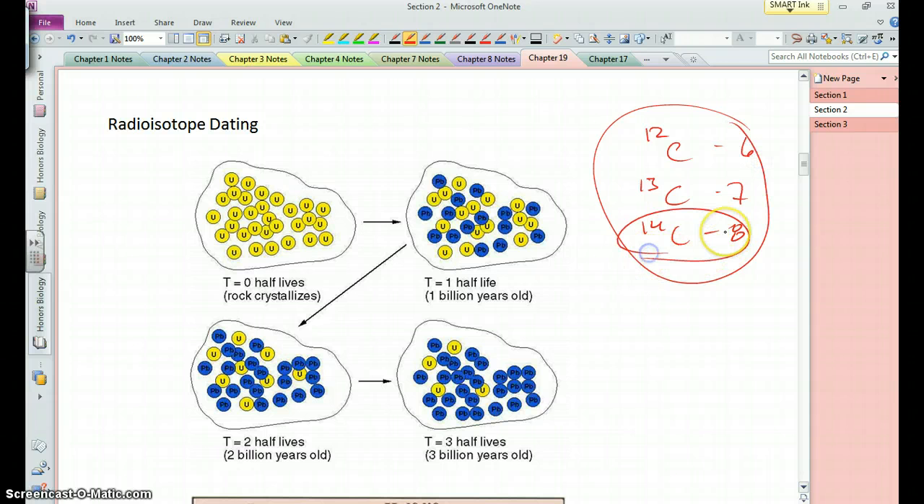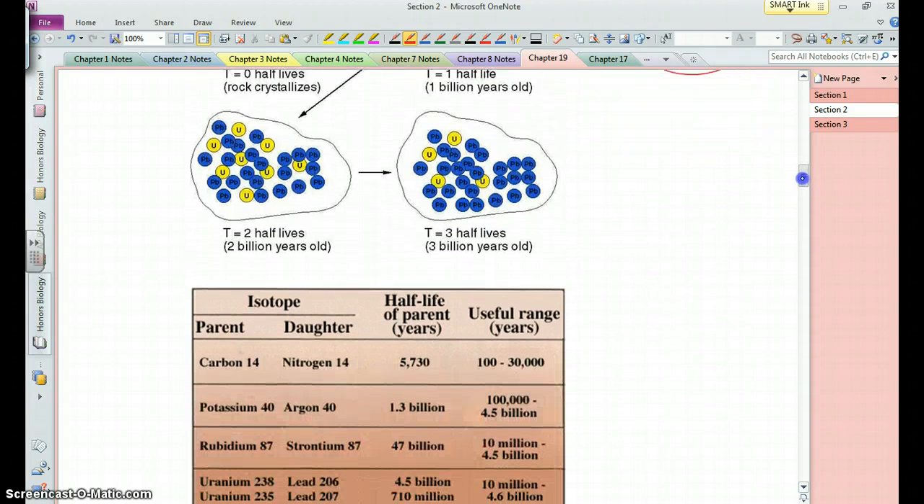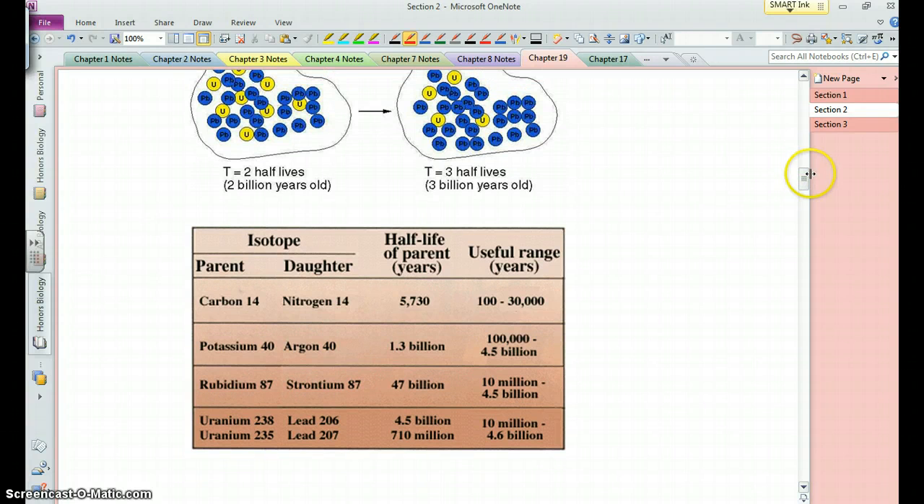And C14 in particular is a radioactive isotope of carbon, which means it breaks down and we'll lose some of those neutrons. The breakdown of this C14 and other radioactive isotopes occurs at a constant rate, and we refer to that rate as the half-life. So for example, carbon-14 breaks down into nitrogen, and this occurs over a period of about 5,730 years.